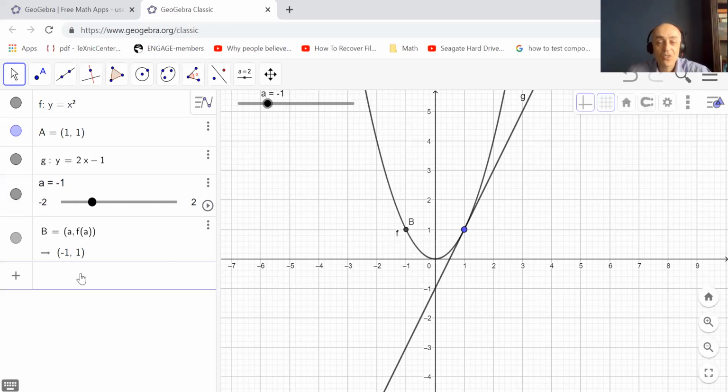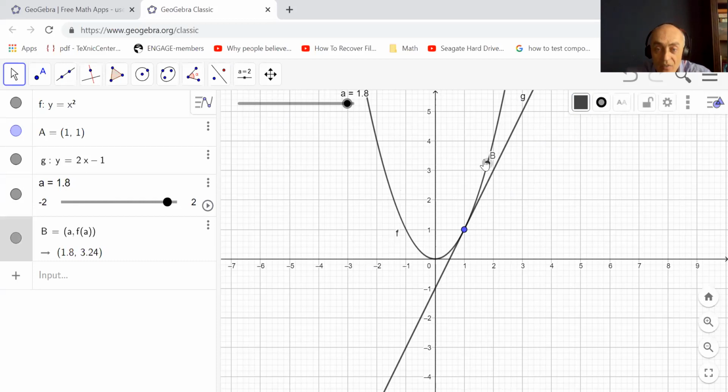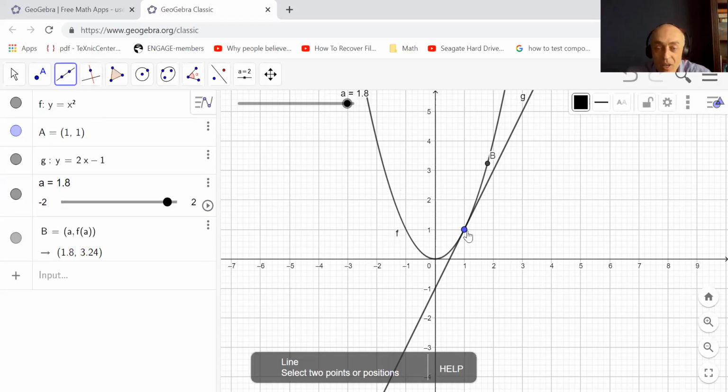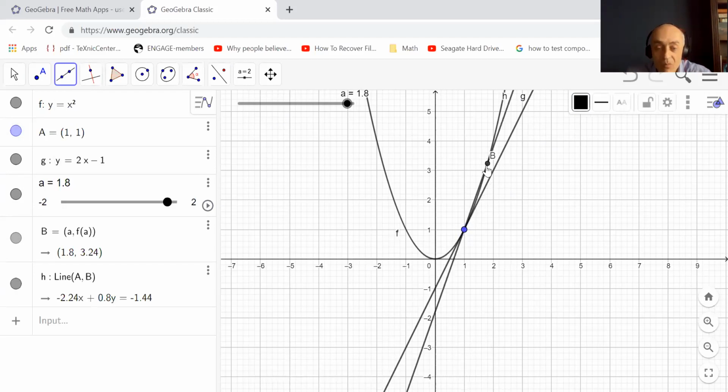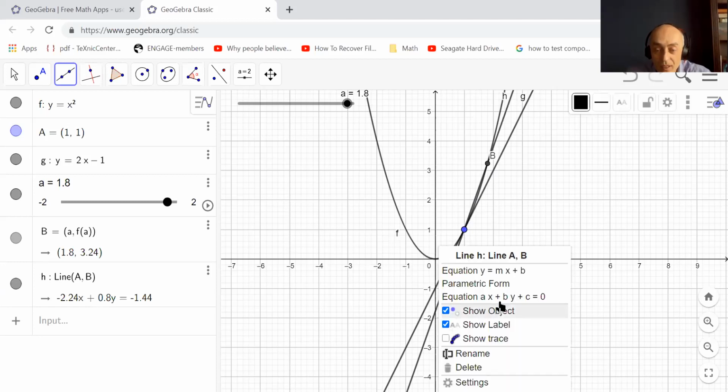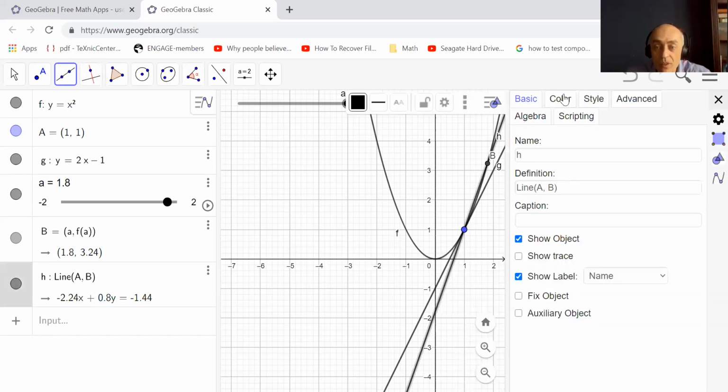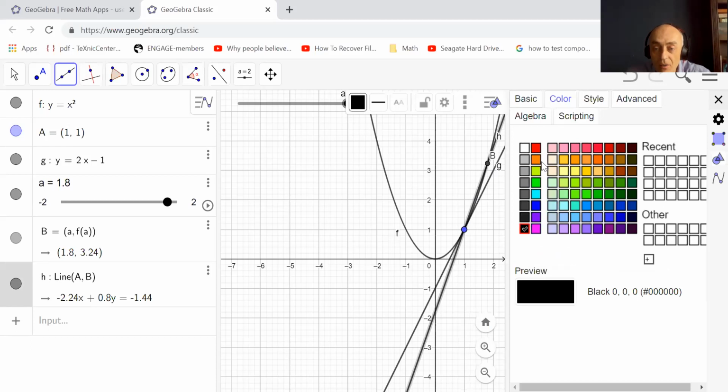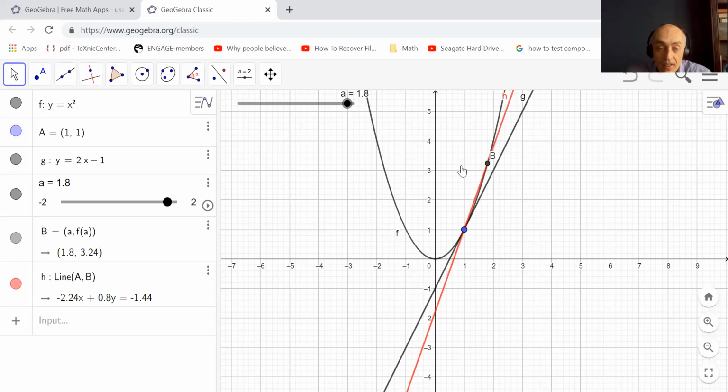And finally, let's do the line connecting these 2 points. So the secant line. You can see that I can move this point on the graph as I want. The secant line can be drawn by just simply connecting these 2. And I can color this line with some other color, let's say red. And you can see how when I move it, there's my line. It goes really close to the tangent.